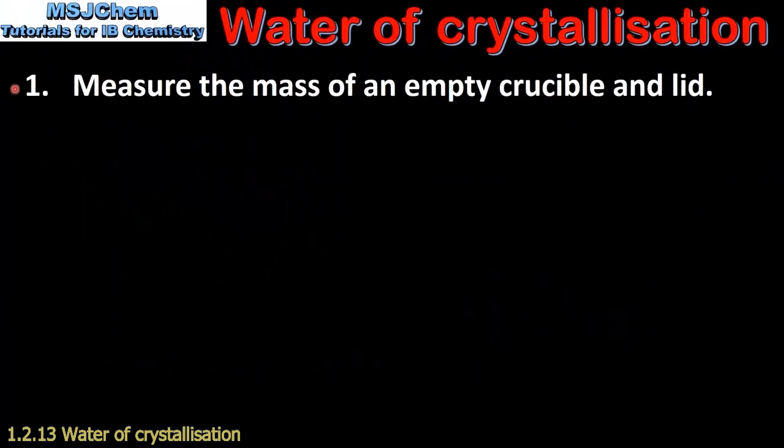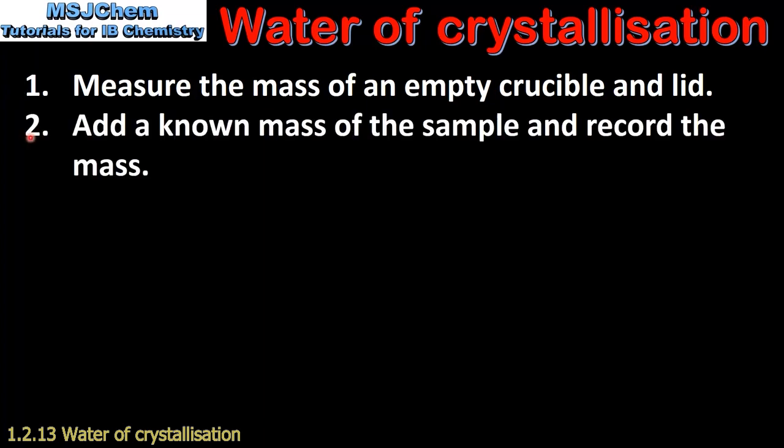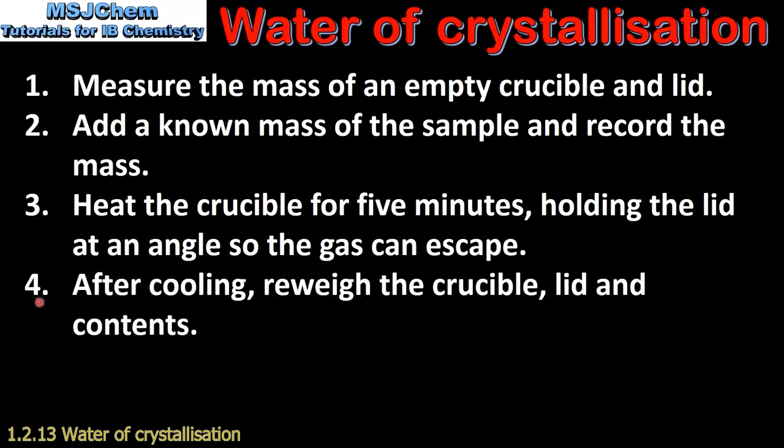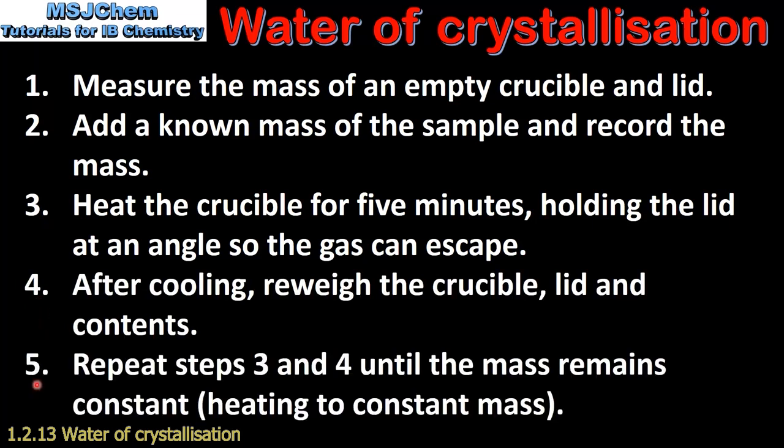Next, we'll look at the experimental procedure for determining the water of crystallization. The first step is to measure the mass of an empty crucible and lid. Step 2 is add a known mass of the sample and record the mass. Step 3 is heat the crucible for 5 minutes, holding the lid at an angle so the gas can escape. Step 4 is after cooling, reweigh the crucible, lid and contents. And step 5 is repeat steps 3 and 4 until the mass remains constant. This is known as heating to constant mass.